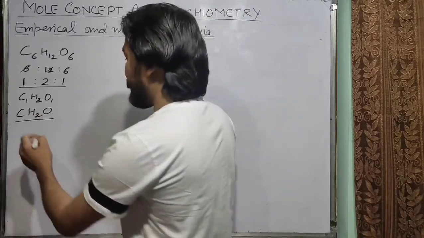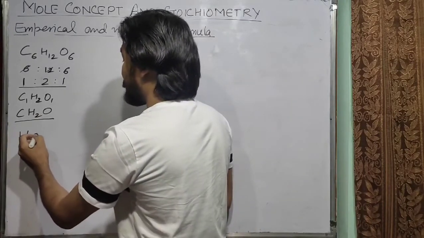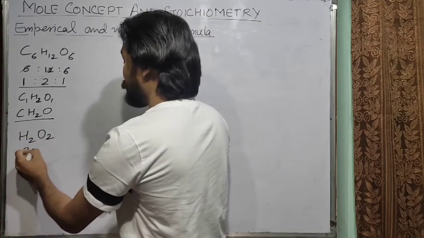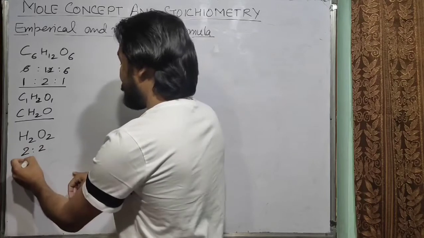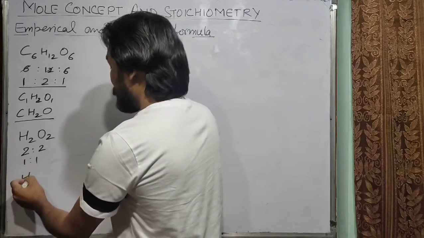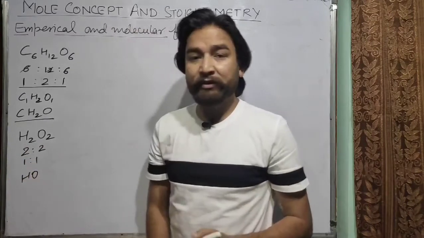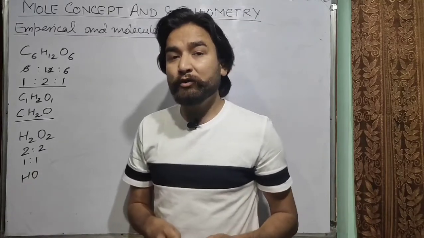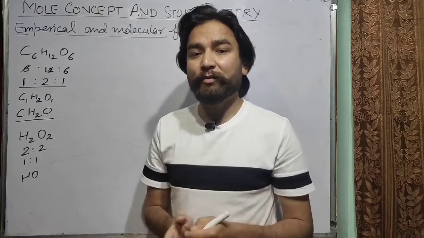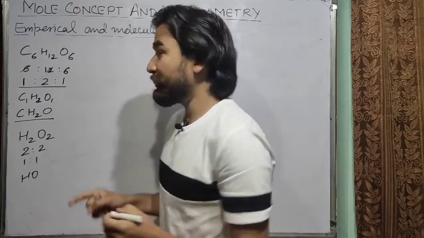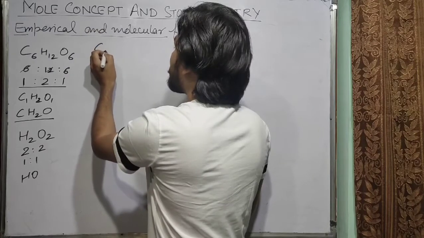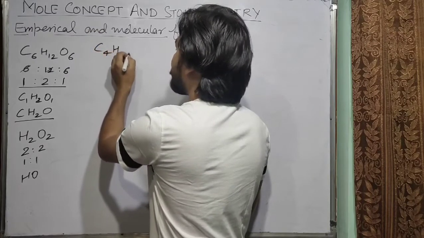Similarly, the molecular formula of hydrogen peroxide is H2O2. So what is the ratio? That is 2:2. So you can cancel it, that is 1:1. So the empirical formula will be HO, H1O1, that is HO. So hope you have understood how the empirical formula works. So please tell me in the comment box what should be the empirical formula of C4H10.